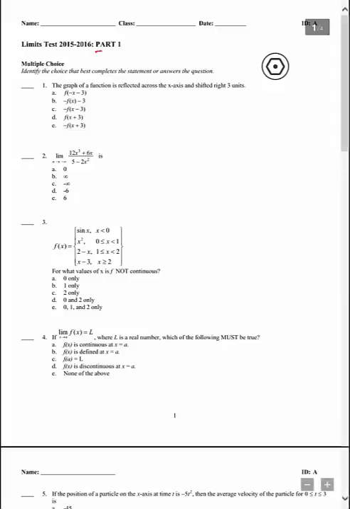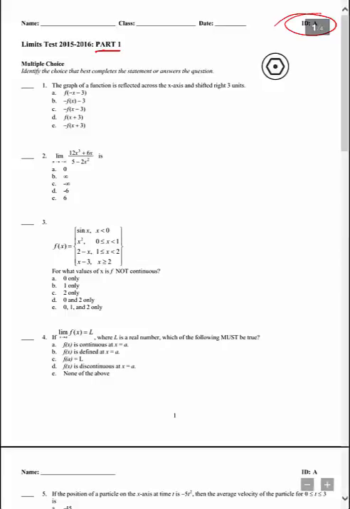Okay, I'm going to go over part 1 of the limits test, and this is going to be form A. If you have a different form, notice your multiple choice answers will be mixed up, and the order of the questions is mixed up, but all the numbers and questions are the same. So just find which question I'm on and where it is on your test.